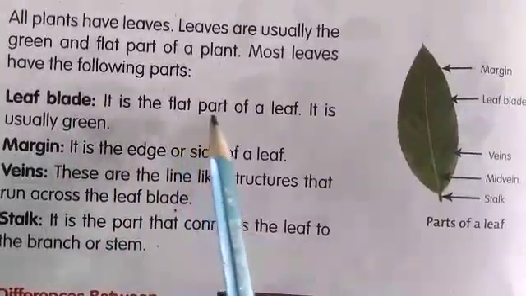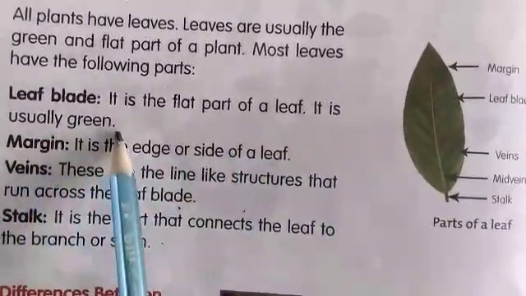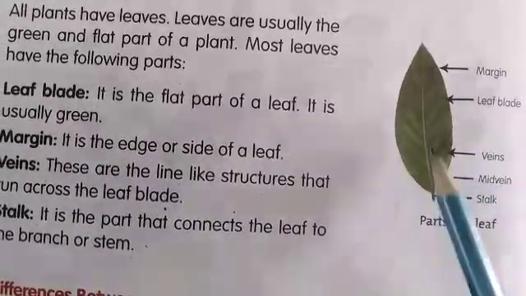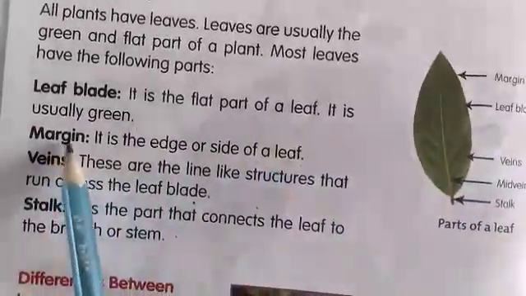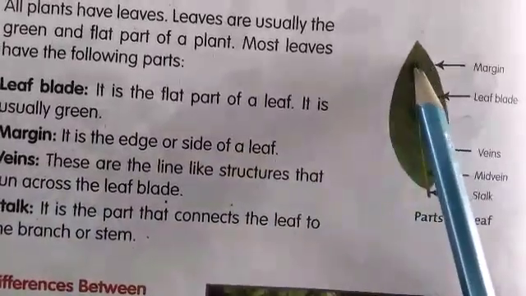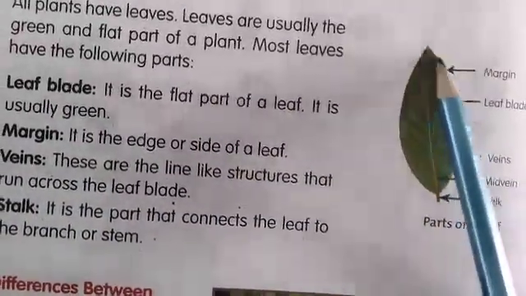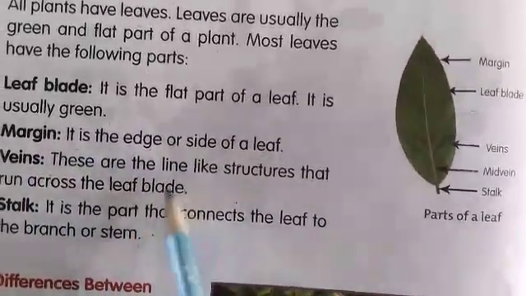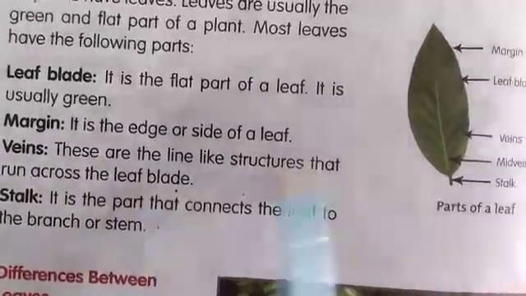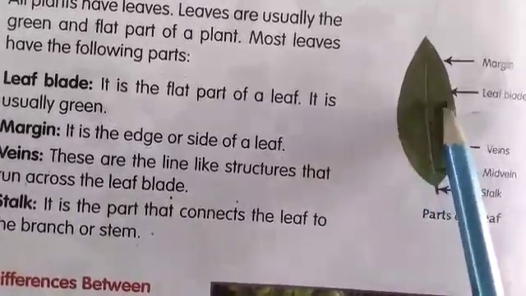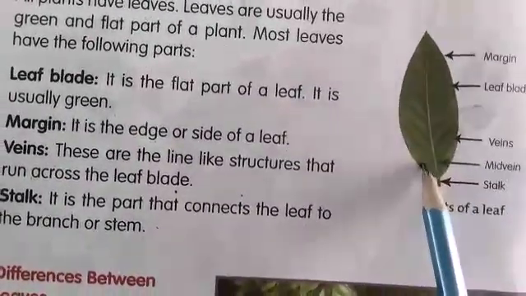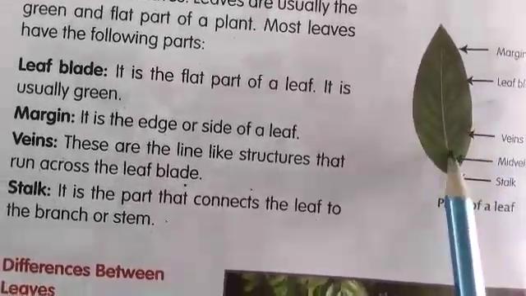Leaf blade, it is the flat part of a leaf, usually green in color. Margin, it is the edge or side of a leaf. Veins, these are the line-like structures that run across the leaf blade. Here you can see the lines. So these are called veins.